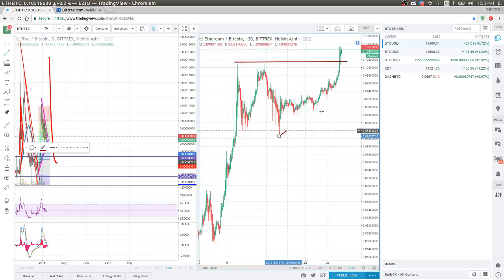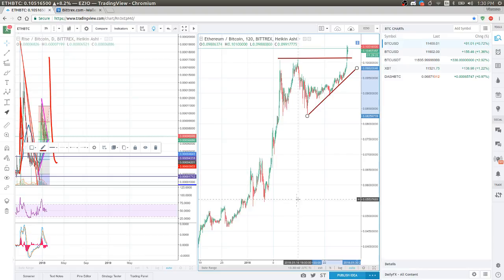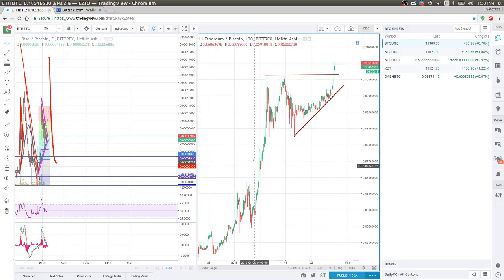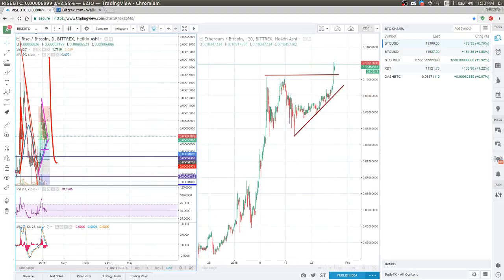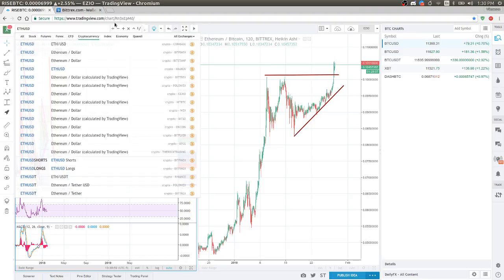And like that. Kind of. That's a nice, perfect look. Rising triangle, ascending triangle. Okay, so I was saying here, and here I put Ethereum USD.